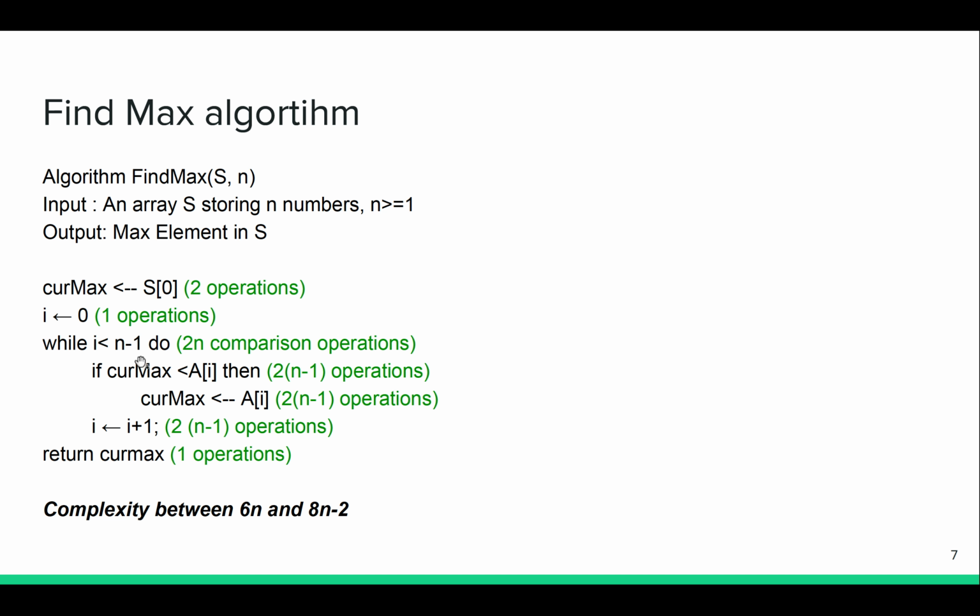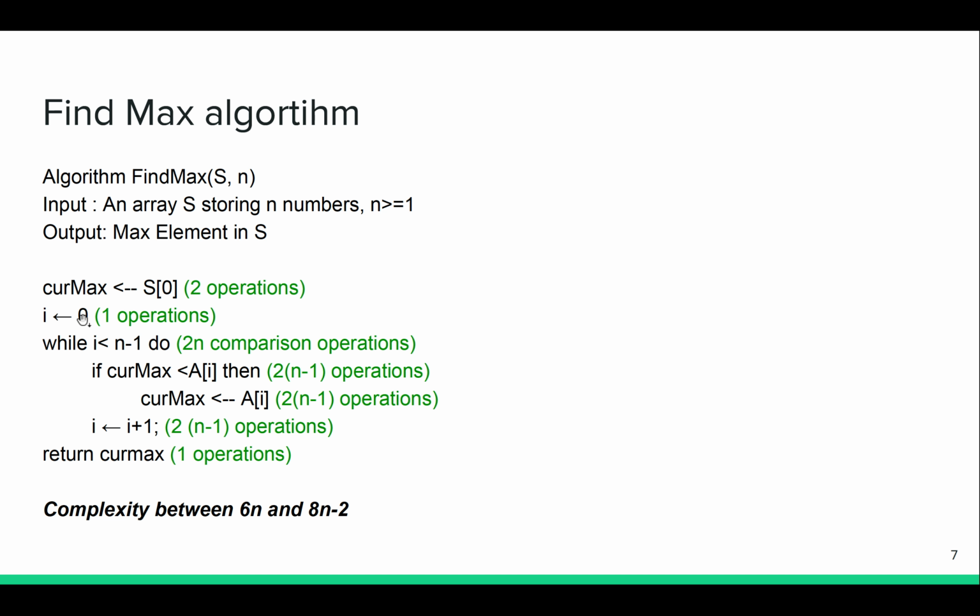So how many times will this loop actually run? If you carefully observe here, the i is starting from 0. So i starts from 0 till n minus 1. So 0 to n minus 1 is nothing but n, and the n plus 1th time this while condition will fail.